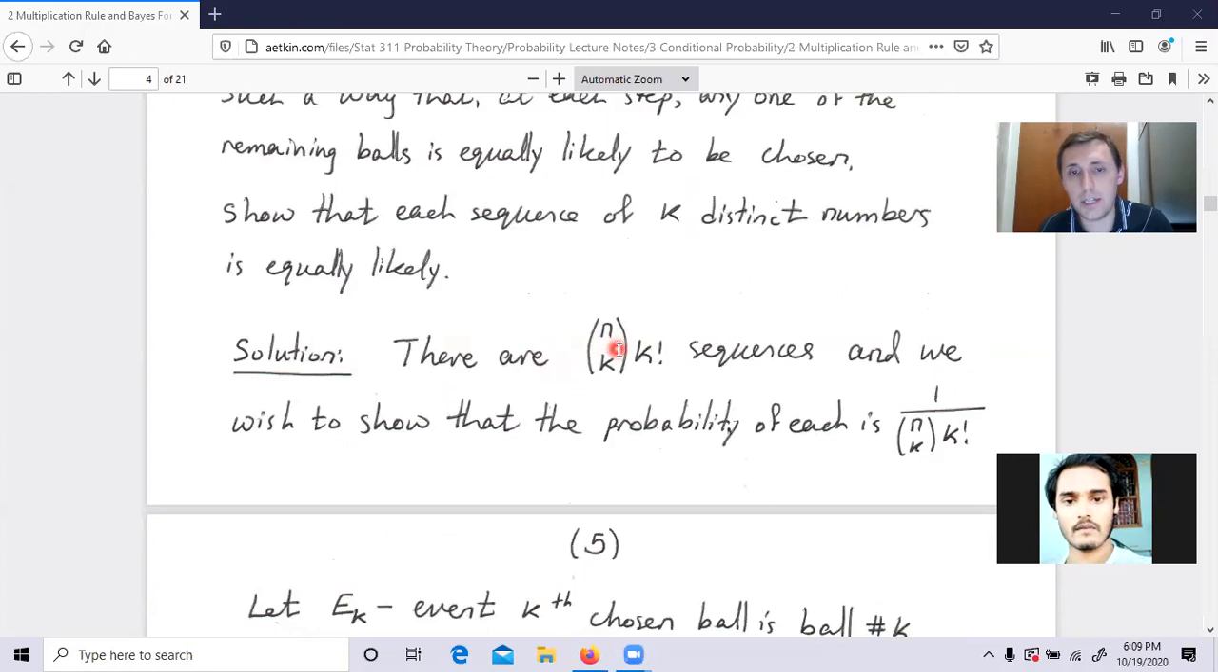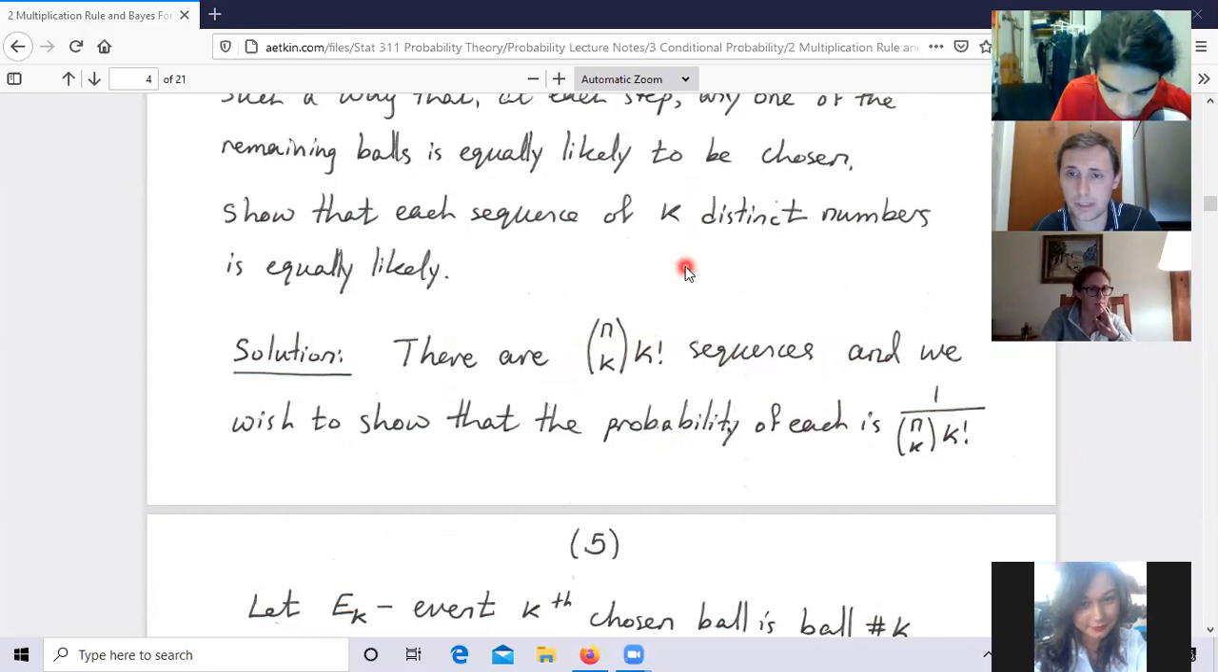There are n choose k times k factorial sequences, and we wish to show that the probability of each particular sequence is 1/(n choose k times k factorial). So far you understand what my goal is, right? I'm again showing that this new version of randomness is equivalent to the previous versions of randomness, where we consider the full sample space, so to speak, yes? So here is one way to do that.